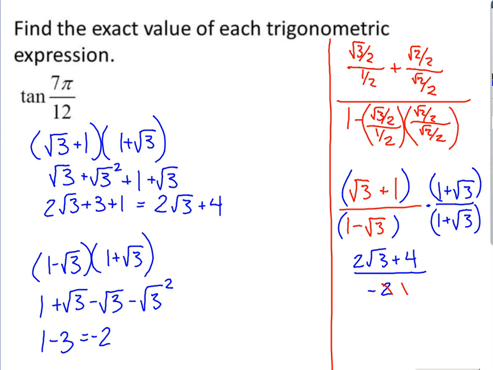2 goes into itself once, 2 goes into itself once, 2 goes into 4 2 times. We do have that negative, so that is going to have to be moved up with it. And we'll just be left with negative radical 3 minus 2, because we are multiplying that negative by both pieces.